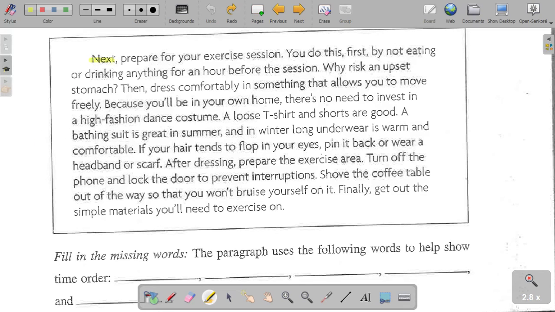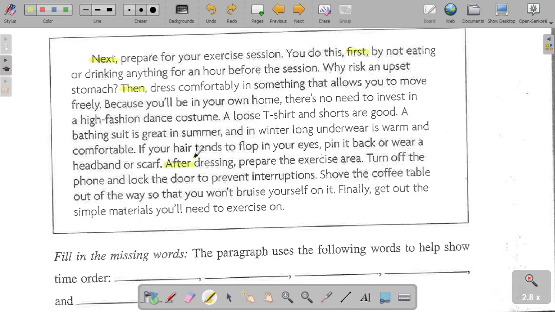Next, prepare for your exercise session. You do it first by not eating or drinking anything for an hour before the session. Why risk an upset stomach? Then dress comfortably in something that allows you to move freely. Because you will be in your own home, there is no need to invest in a high fashion dance costume. A loose t-shirt and shorts are good. A bathing suit is great in summer, and in winter long underwear is warm and comfortable. If your hair tends to flop in your eyes, pin it back or wear a headband or scarf.